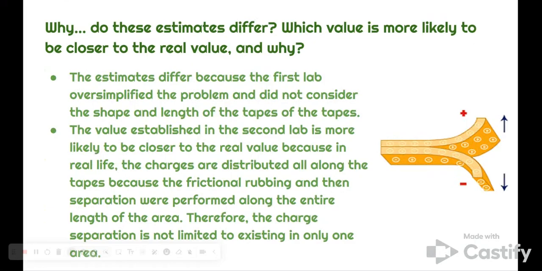Basically, the difference is that in real life, we can't assume that the point is only in the middle of the tape. So we're going to assume that the value that we got from this experiment is the more correct value, because in real life, we rubbed those tapes together along their full length. We pulled them apart on their full length, and therefore the charges are distributed along the entire thing. So to limit the calculation to only working with 2 points is an oversimplification, although it did work on this small scale, giving a reasonably close estimation.